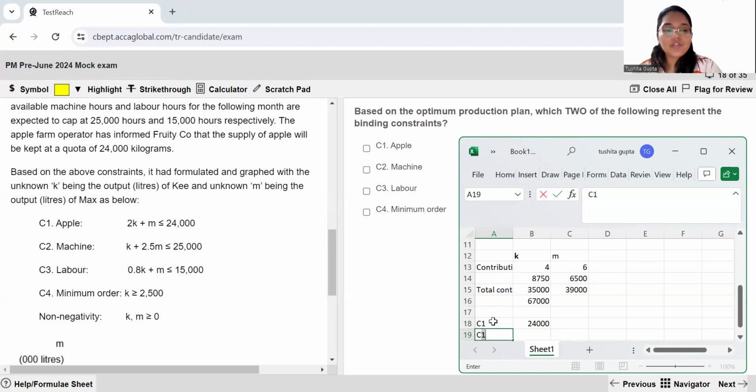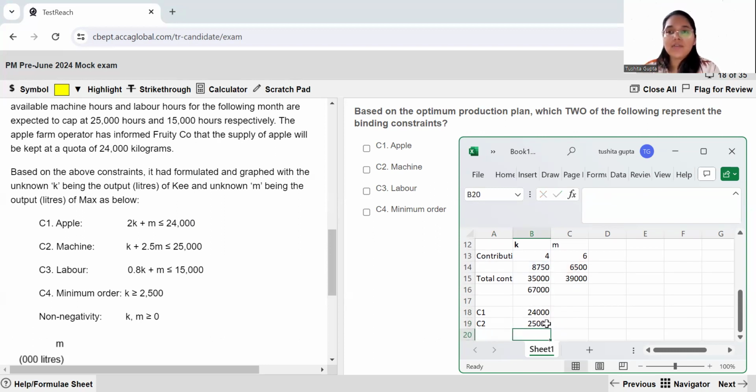Let's evaluate constraint C2 also. Constraint C2 is regarding machinery. So K over here is this much plus 2.5M. 2.5 multiplied by M, which was 6,500, gives 25,000. This also gets utilized absolutely completely. So even if this falls short even by 1 hour, you're going to be in trouble.